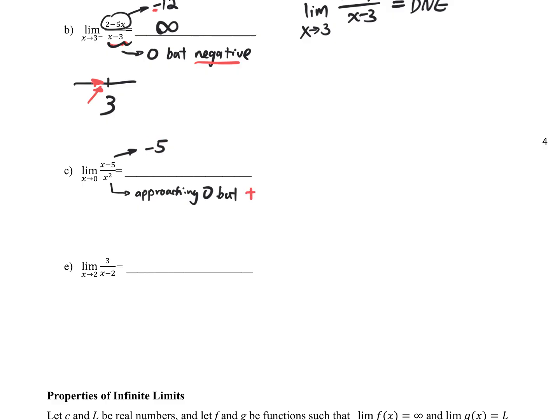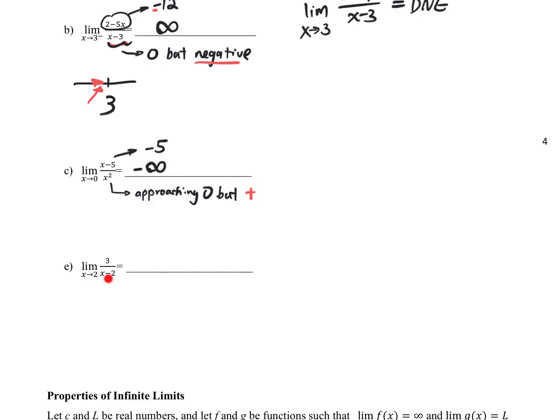So with negative 5 over a 0, a number approaching 0 with positive sign, this will become negative infinity. We already discussed the left and right limits, and because of the square, that guarantees it to be positive. And last one, this time when x is approaching 2, we want to look at 3 over x minus 2.